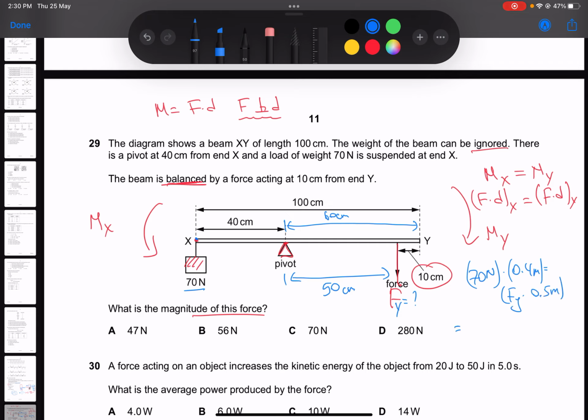So now just rearrange, just 70 times 0.4 divided by 0.5. When you calculate it, you will get 56 newtons, okay? That's going to be our force, if you wish, what will be the force of y. So this is going to be B.